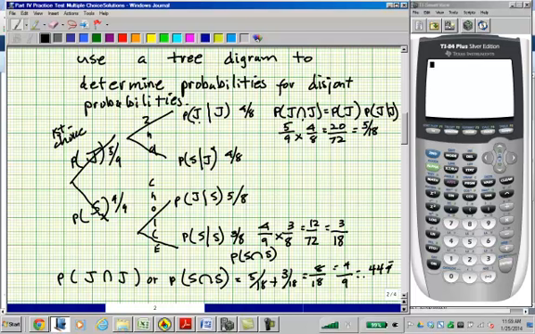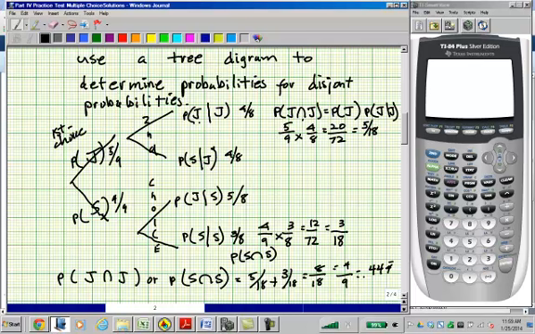Now, here's the branch where you got a senior the first time. Given you got a senior the first time, the probability you get a junior on the second pick is going to be 5 out of 8. And given that you got a senior on the first pick, the probability you get a senior on the second pick is 3 out of 8. And again, these two add up to 1. So the question is, what's the probability to get 2 juniors or 2 seniors?